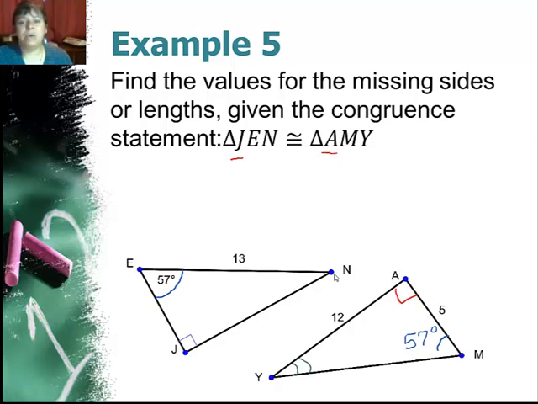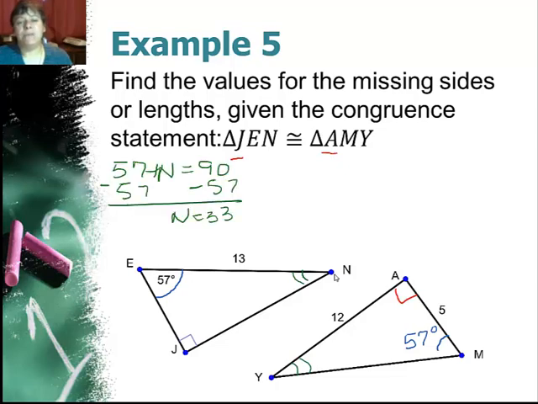Then N goes with Y, which means I have to figure that one out. 57 plus 90 plus N equals 180, because they're acute. Or you could have done all three angles and said 180. And I get N equals 33.